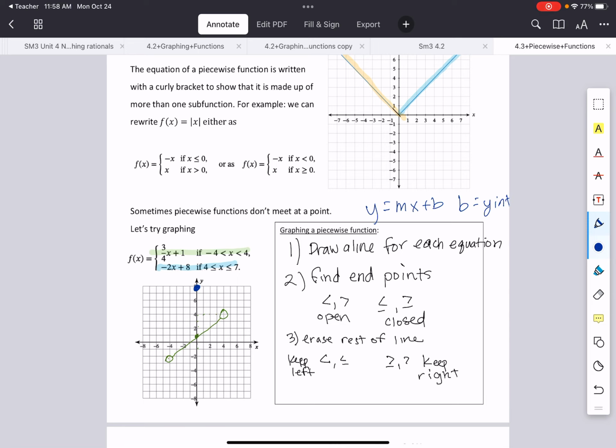What is our slope for negative 2x plus 8? Our equation is y equals mx plus b, where b is the intercept and m is the slope. So this is the equation, negative 2x plus 8. Which part of it is the slope? What's in front of the x? Negative 2. Our slope is negative 2, which means we go down 2 over 1. Down 2 over 1.